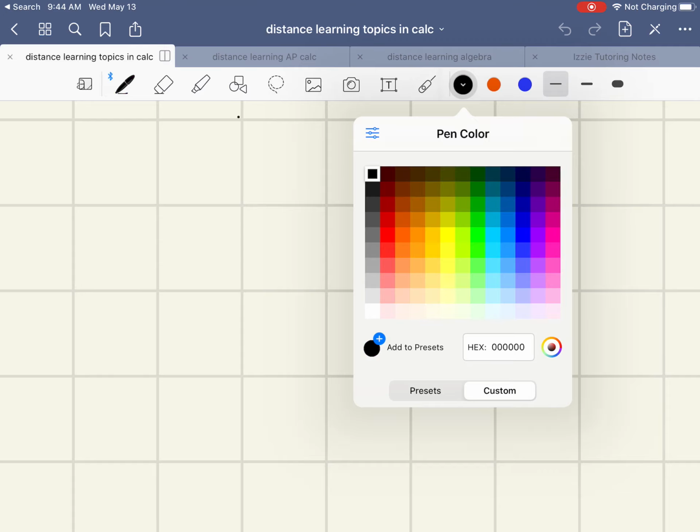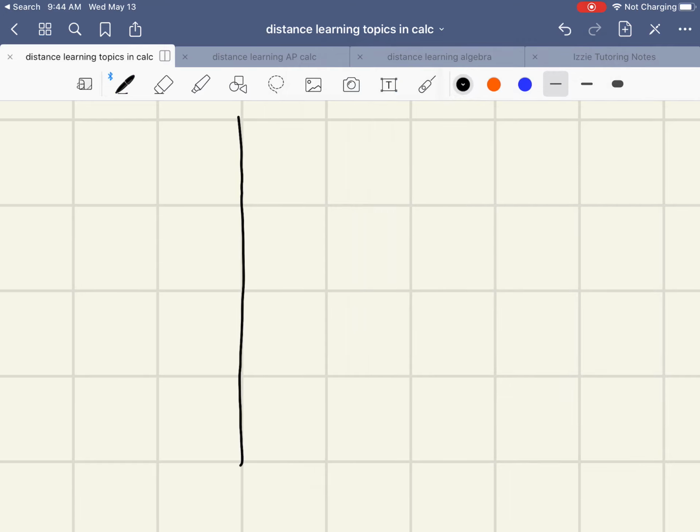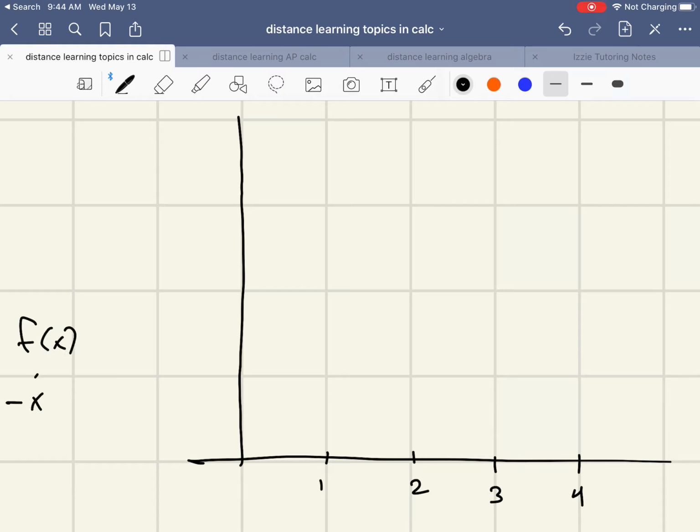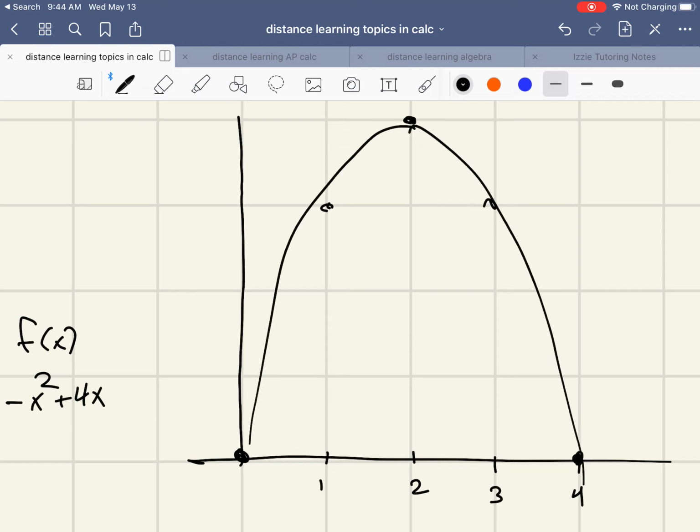And it helps to know a little bit about the function first. So 1, 2, 3, 4. F of x, again, negative x squared plus 4x, goes through 0, 0. It goes through 2, 4. It goes through 0, 4. And it also has these two points here. So it's a parabola. It looks like this.